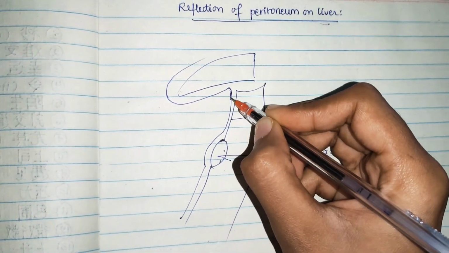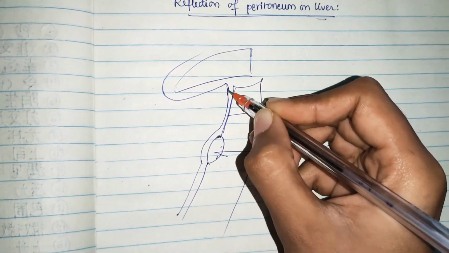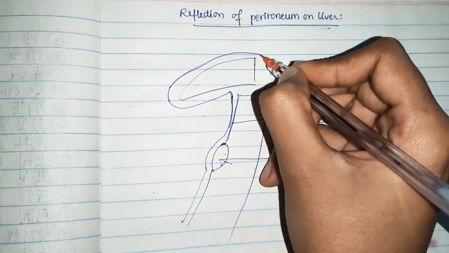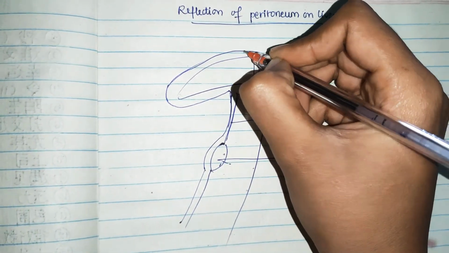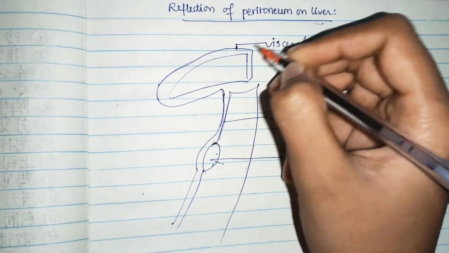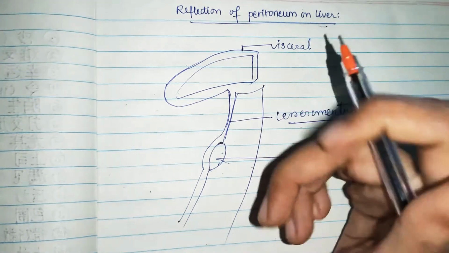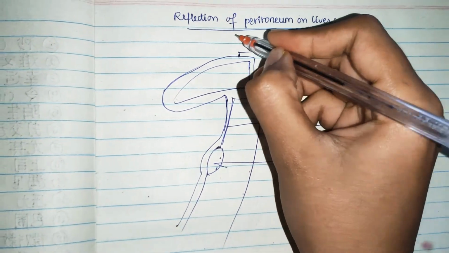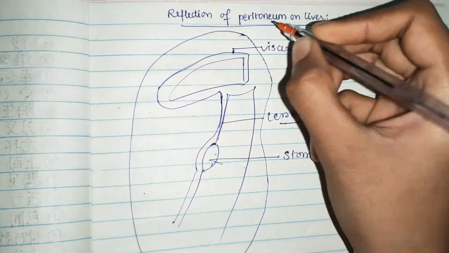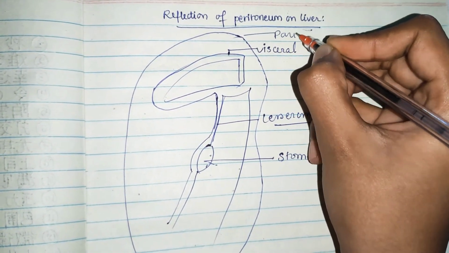This lesser omentum is nothing but a double fold of peritoneum, right? So the peritoneal layer is covering around the liver. So what is this peritoneum? This is a visceral peritoneum because it is in contact with the organs, right? Then where is parietal peritoneum? Parietal peritoneum will cover the whole of the abdomen organs. So this is a parietal peritoneum.